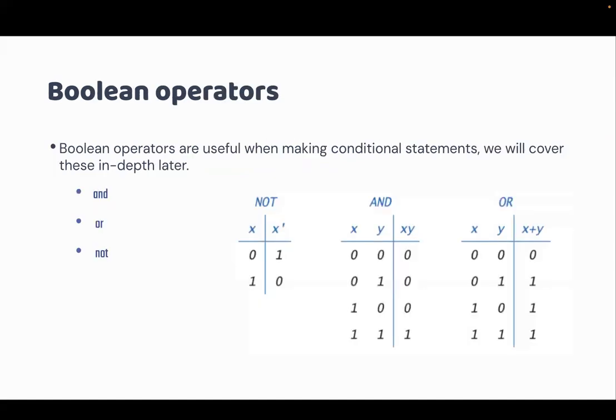So let's move on to Boolean operators. Boolean operators are useful when making conditional statements, and we will talk about the conditionals later. So right now, the Python syntax is and, or, not, just the words and, or, not. It's the same as the NOT gate, AND gate, and OR gate in circuit lessons. And this is pretty straightforward. You guys can just stop me if you have any questions.